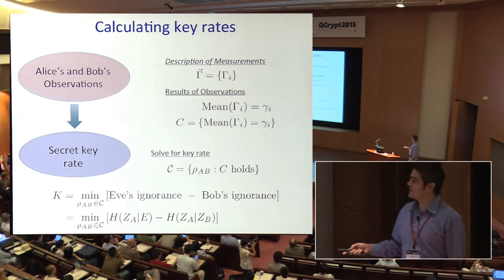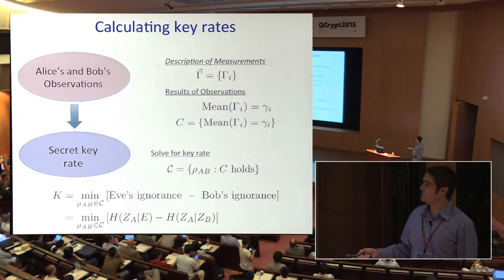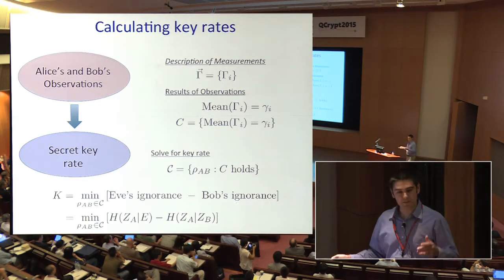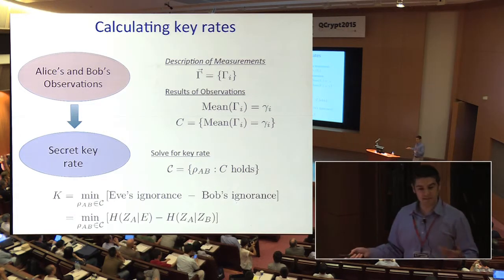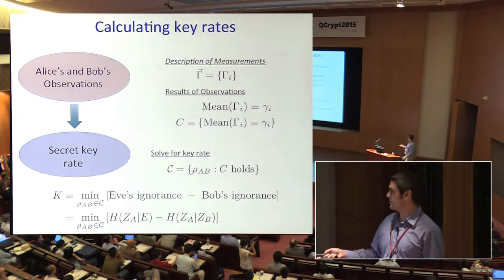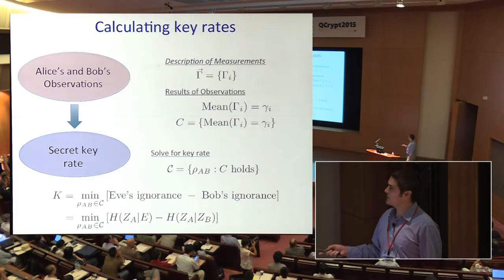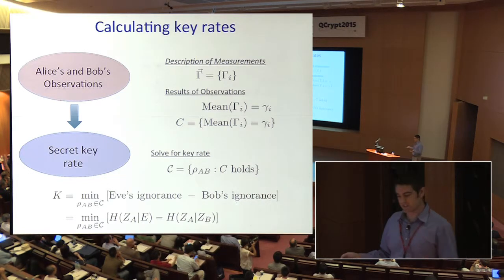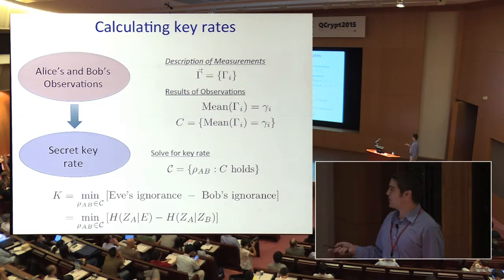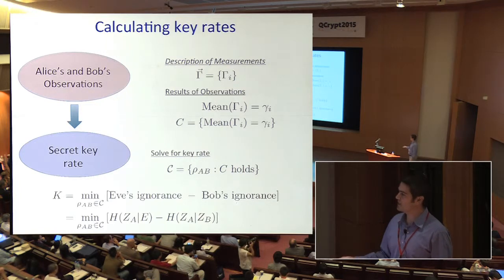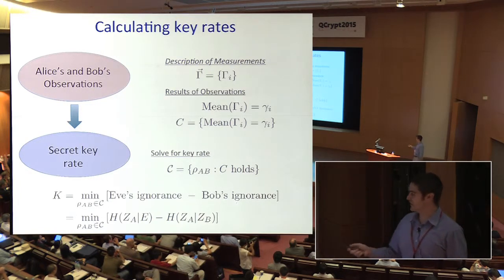And then you have to take the well-known Devetak-Winter formula for the key rate, and minimize it over all eavesdropping attacks that are consistent with your data. That is, all density operators, rho AB, consistent with these constraints. And of course, the reason is that we have to be as pessimistic as possible. I just want to remark that in this work, we only consider asymptotic key rates, but in future work, we're interested in extending this to finite key analysis.